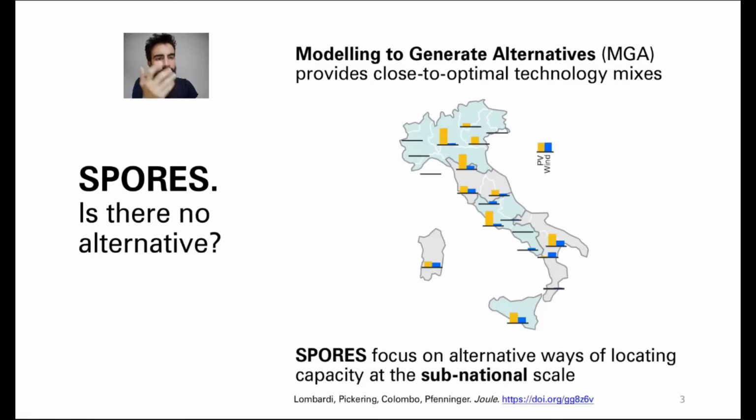And in this figure, we see one possible alternative way of locating solar and wind capacity that still allows us to decarbonize the Italian power system, but at the same time avoids unfair concentration of wind farms in any given region. And this is just one example of many options of this kind that you can find in the publication linked at the bottom of the slide.